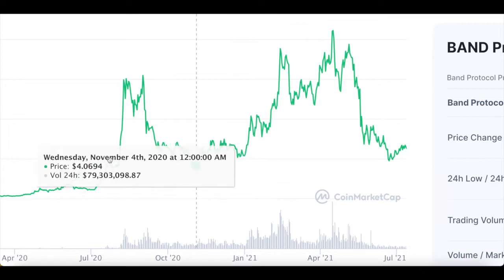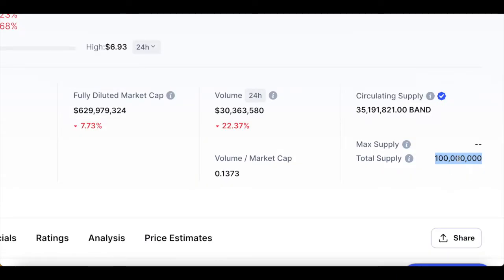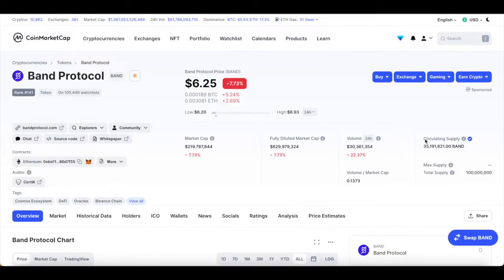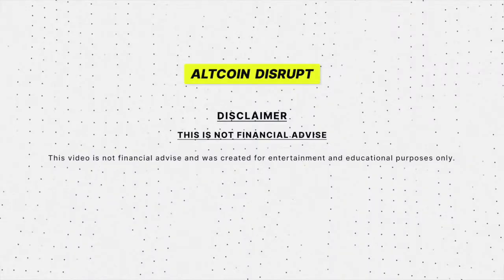It's actually really interesting. BAN protocol has a low supply of 100 million, and not to mention the circulating supply is even lower at 35.1 million. This means that the price can actually go higher with very little input, with very little buy-in. But allow me to declare one important thing. While we're talking about price analysis and price predictions, something I need to declare is that this video is not financial advice. This video is for entertainment and educational purposes, whichever you choose, but it's not financial advice.